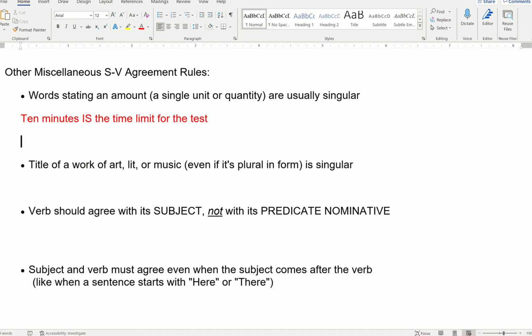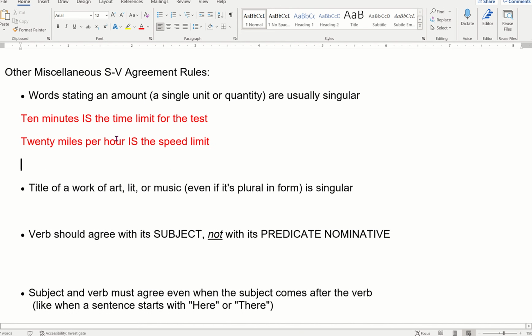Or I could say 20 miles per hour is the speed limit. Again, miles makes it sound like it's going to be a plural verb, but since it's talking about this as a single unit, a single quantity, it's going to be singular. And then just one more example, because money is another place where we see this a lot. $5 is the price of the toy, is to talk about this overall amount of $5.